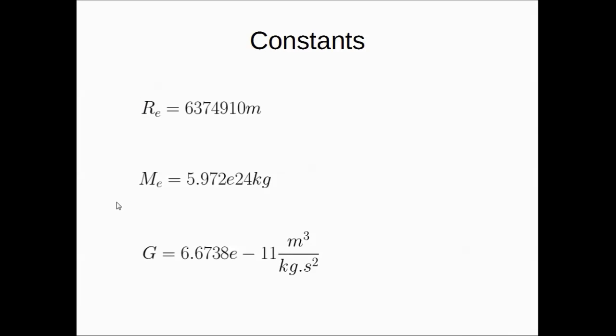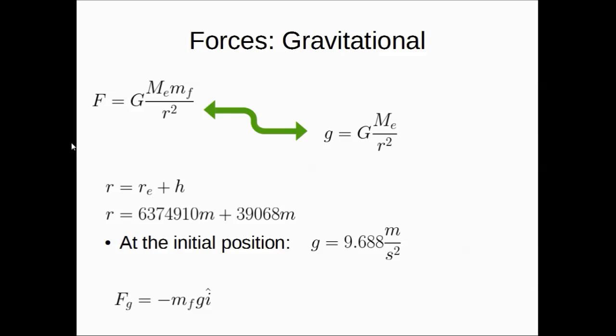Here are the constants that I use in my calculations. The first one here is the radius of the Earth from New Mexico, which is where Felix jumped, and the mass of the Earth, and the universal gravitational constant, big G. Now, the forces. The first one is the gravitational force, and from this equation over here we can find the acceleration due to gravity, and that's because it differs depending on the height, and R here is the radius of the Earth plus the height of the system.